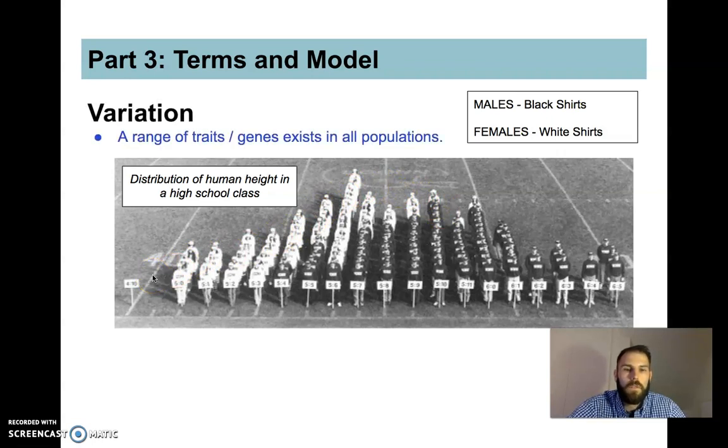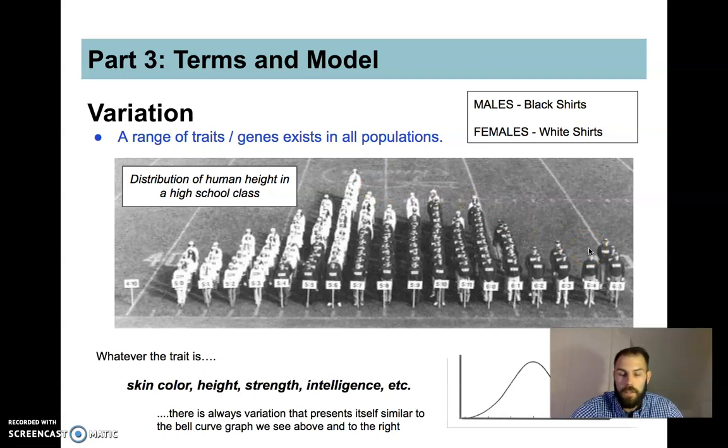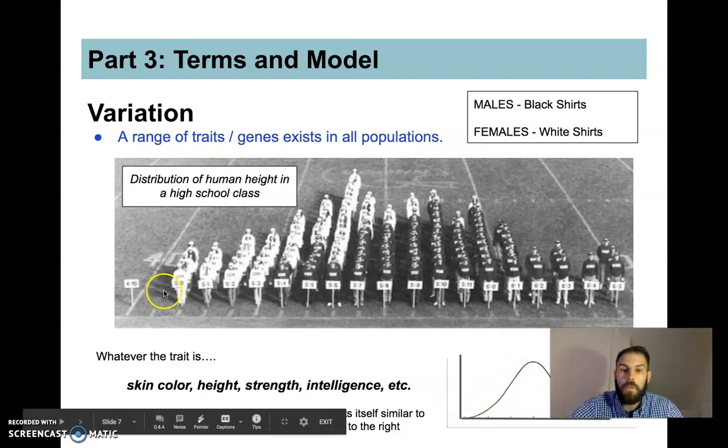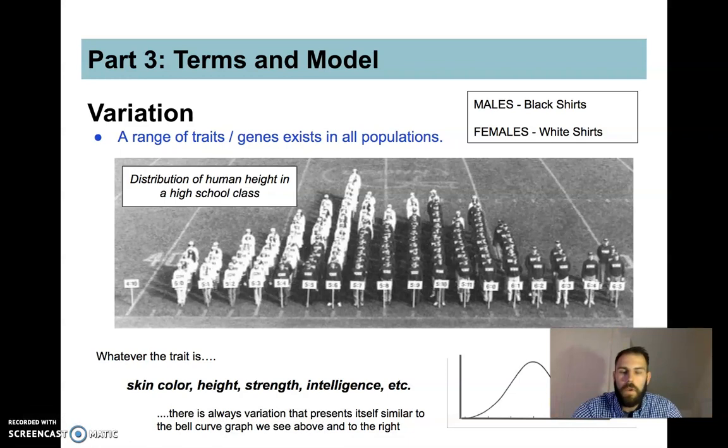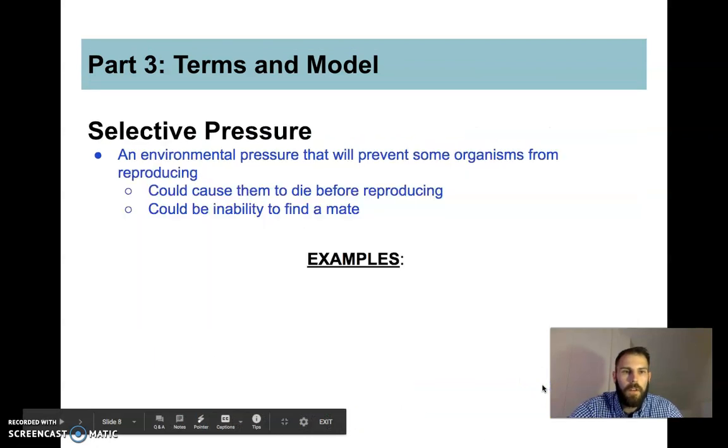And what it shows is variation. There's just a range of traits or genes that exist in all populations. In this case, we're looking at the phenotype for those genes for human height. But it turns out whatever the trait is, it could be skin color, height, strength, intelligence, whatever the trait is, there's always variation that presents itself, similar to the bell curve that we see here. It may be skewed a little bit more to the right or a little bit more to the left, but we always see this distribution of variation. There's always some differences in any trait in a population. All right. So that's going to help set our foundation later.